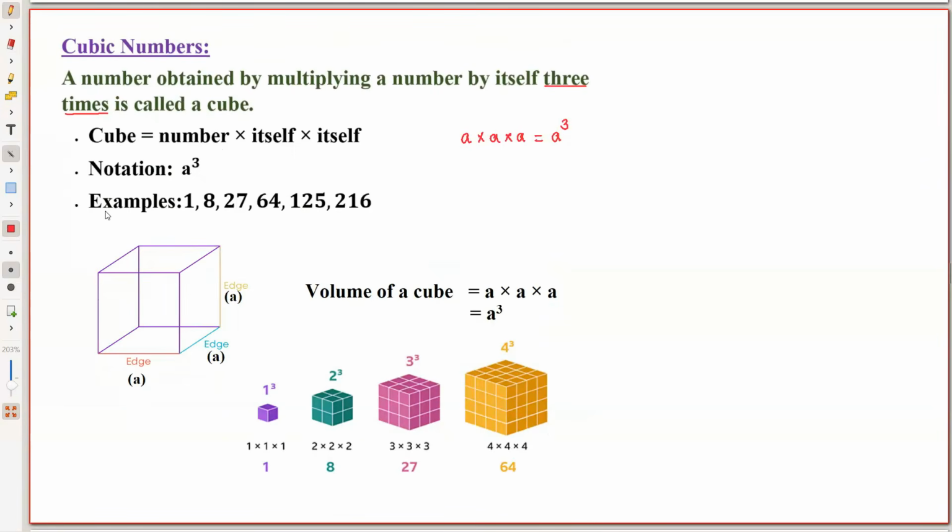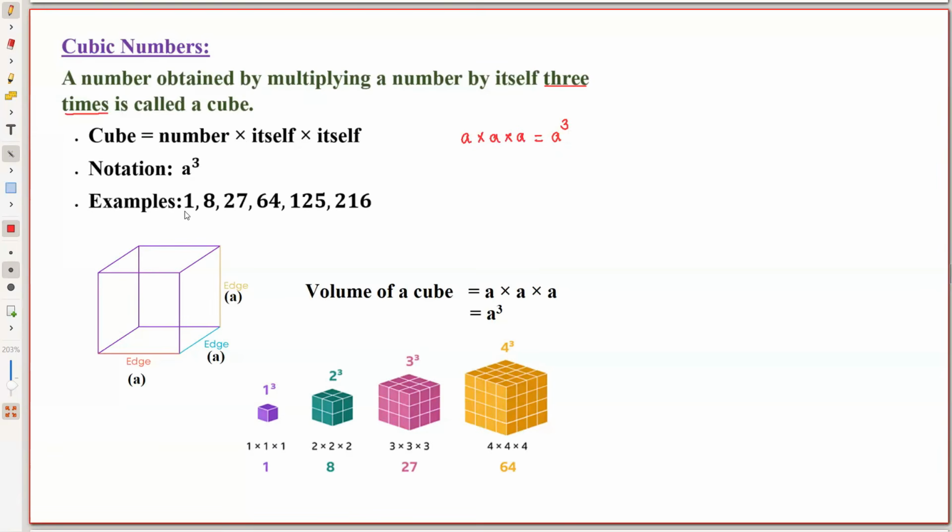Now we have to start with cubic numbers. A number obtained by multiplying a number by itself 3 times is called a cube number. If the number is multiplied by itself 2 times, it is called a square number. If it is multiplied by itself 3 times, it is called a cubic number. For example, a into a into a is a cube. The notation is a cube.